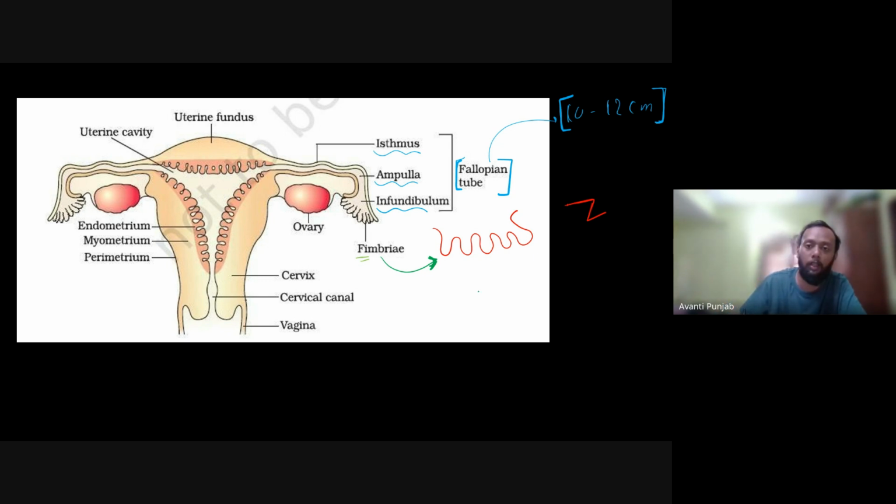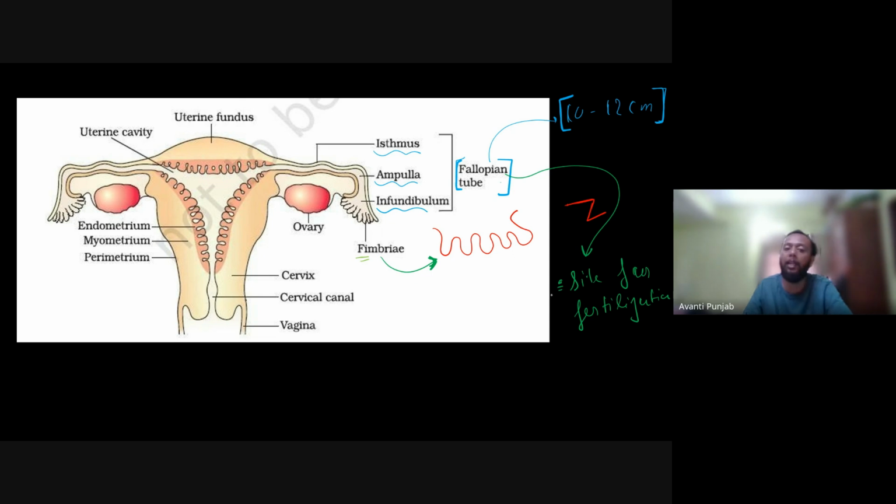Okay. All right. So in the fallopian tube, you have infundibulum, ampulla, and isthmus as the three regions. Now, what is my fallopian tube known for? What does it do? The fallopian tube is the site for my fertilization. So you have to remember this. Let me take down this thing. The fallopian tube is going to be the site for fertilization. So fertilization happens here.